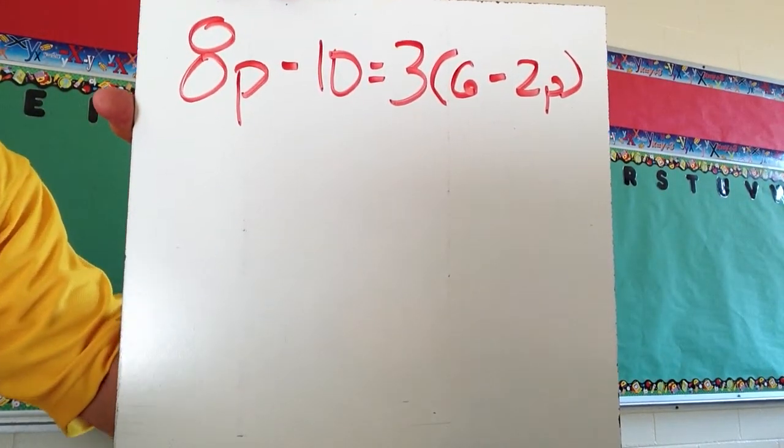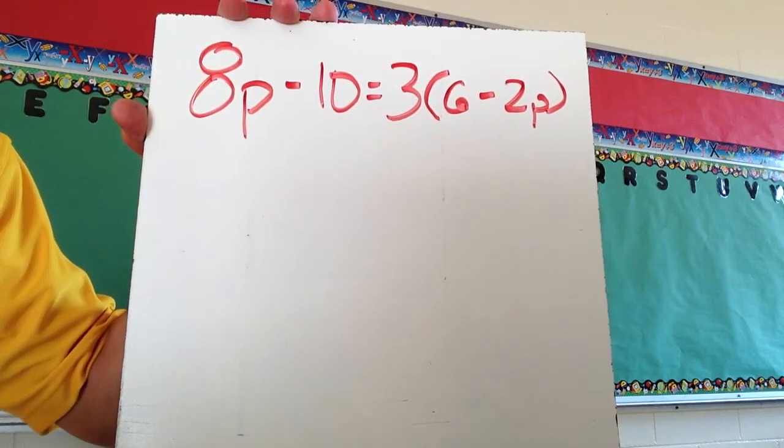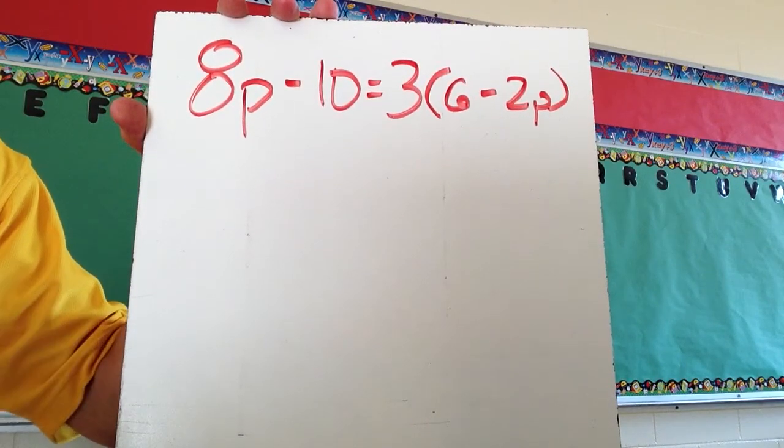8p minus 10 equals 3 times the quantity of 6 minus 2p. Please pause the video at this time to practice this problem.